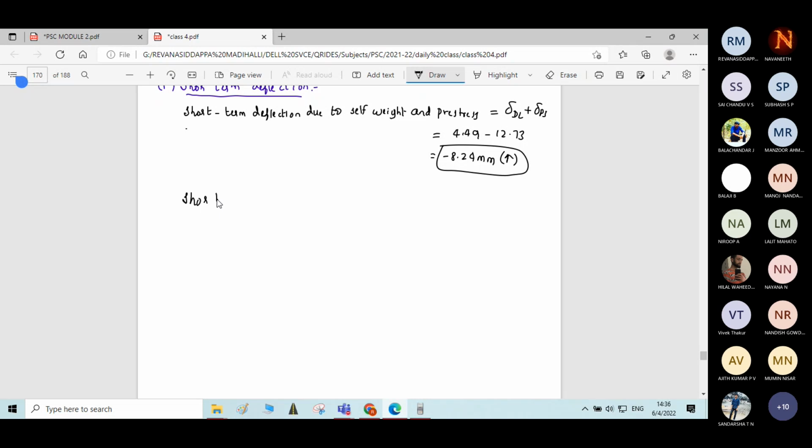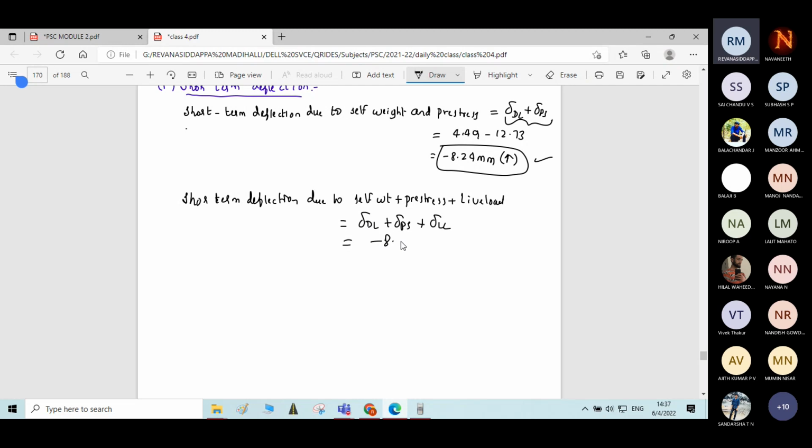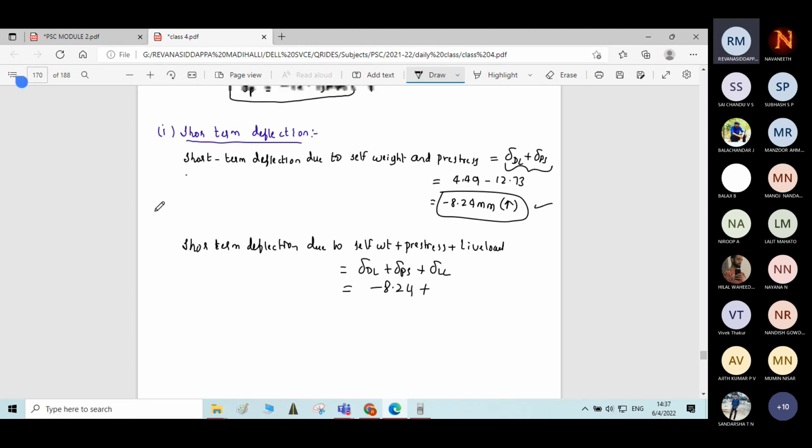Short-term deflection due to self-weight plus pre-stress plus live load. So this also you can calculate, that is delta DL plus delta PS plus delta LL. Delta DL plus delta PS value is minus 8.24. I will directly write that answer. Plus delta live load is how much we got?